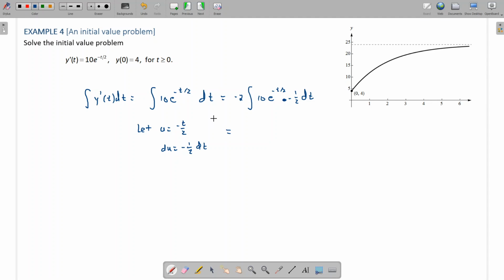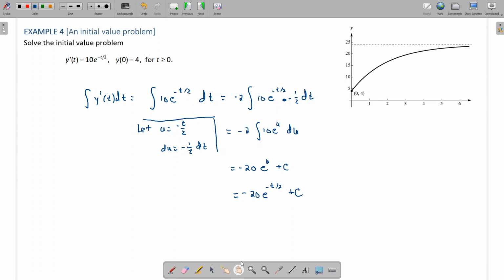So now we can do our substitution. So this is really negative 2 times the antiderivative of 10 e to the u du, replacing that with du, replacing the exponent with just u. And antiderivative of e to the u is itself. So this is just negative 20, multiplying those constants together, e to the u plus c, and then we can put the u back in there. So negative 20 e to the negative t over 2 plus our constant. So what we have here is the general solution.